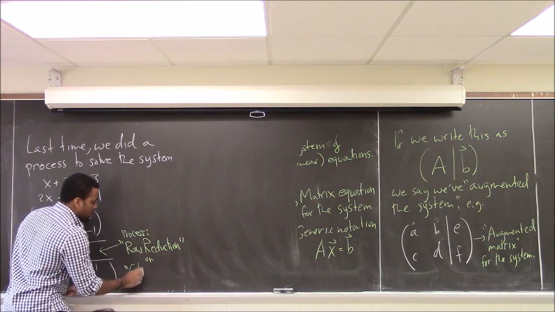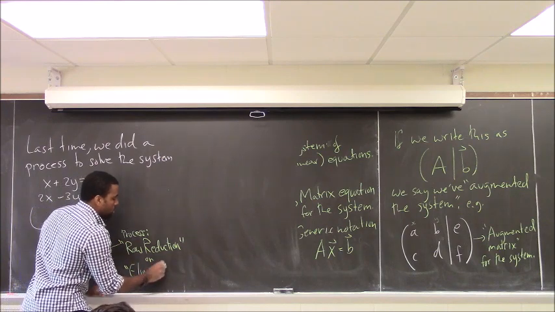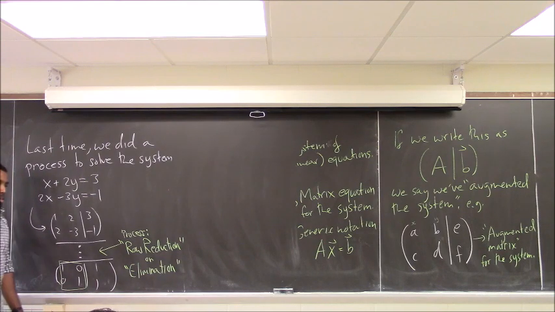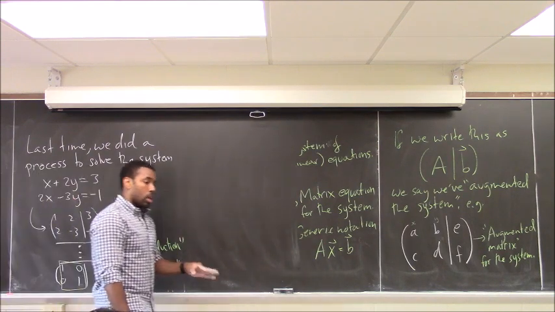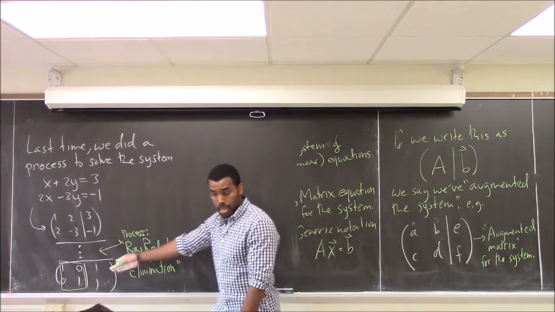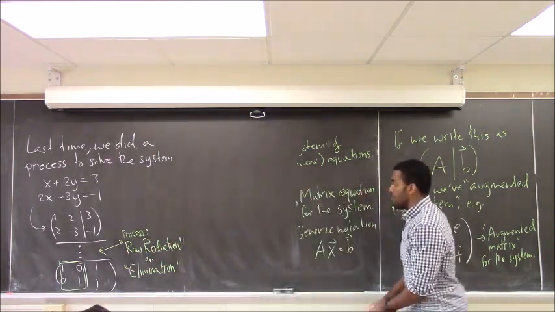Or some people just say elimination when we know we're working with matrices. So I say augment the system, solve it using row reduction. I mean, I wanted to do what I did at the end of last class. That's what the instructions mean.